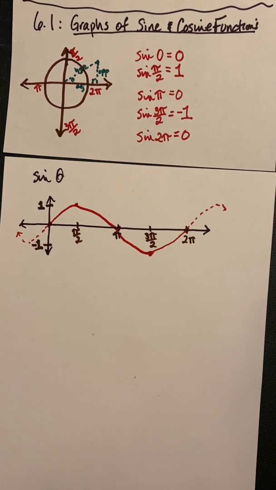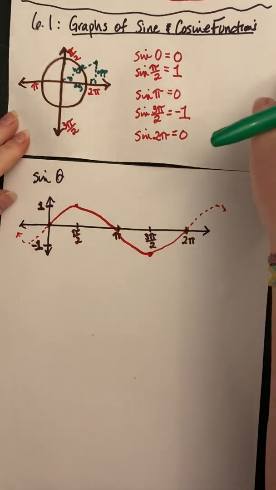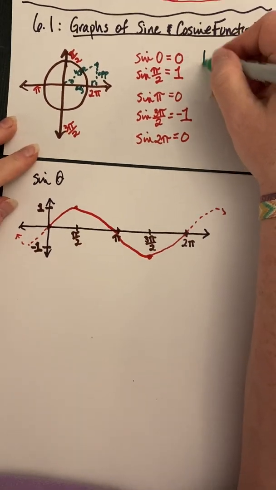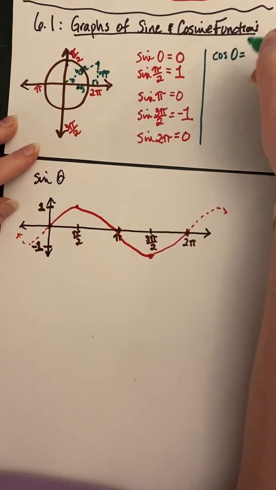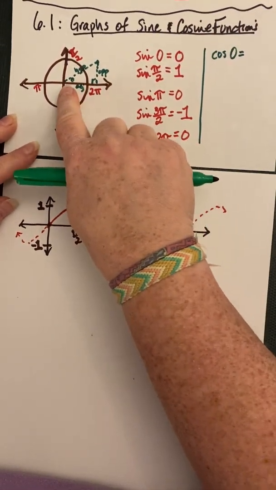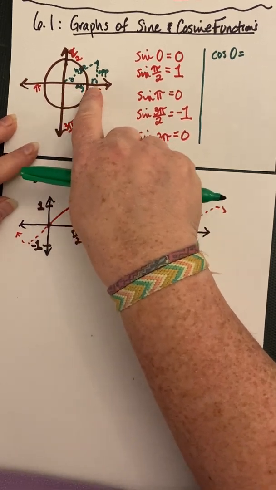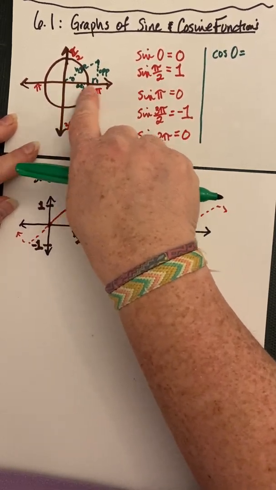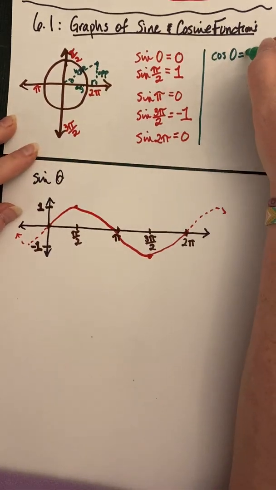Okay. Now I'm going to do the same thing for cosine. So I'm coming back over here and I'm going to talk about cosine. All right, so cosine of 0, well, the cosine, again, would be adjacent over hypotenuse. So this is actually the x value. And my x value here would be 1.